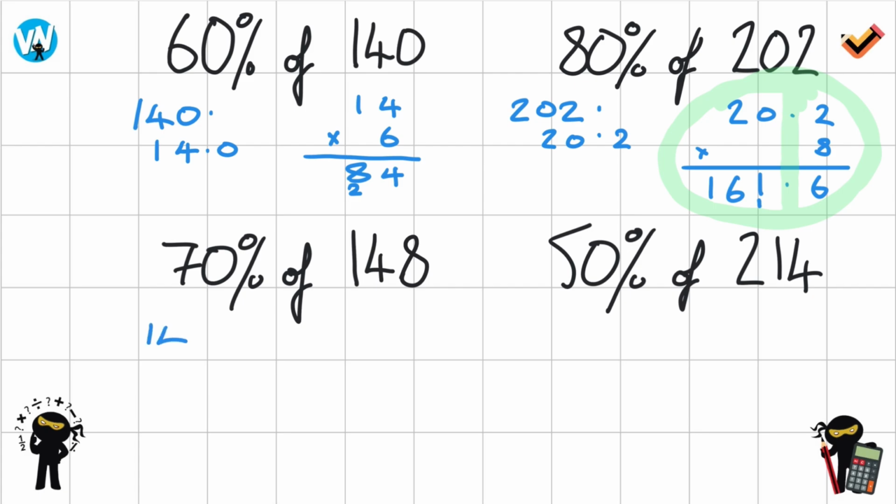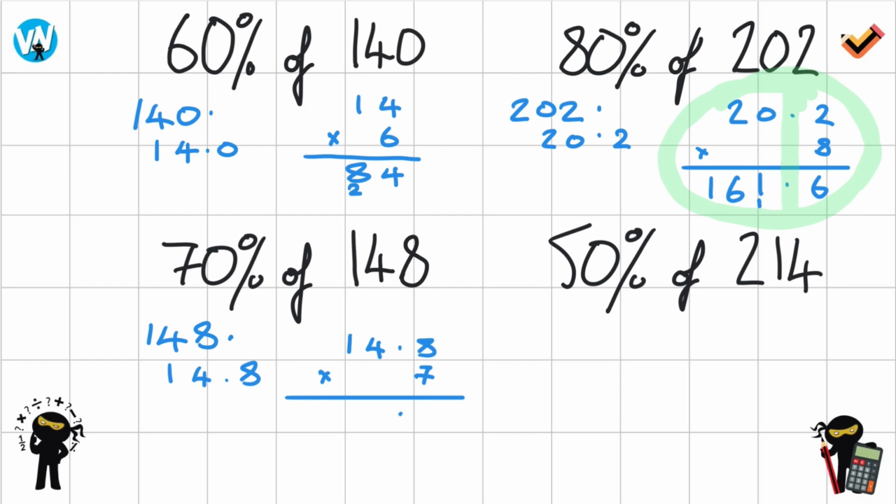So 148, that quick note, everything moves along one column to the right because we're dividing by 10. So I've got 14.8, and I'm going to need to multiply that by 7. So I've got 14.8 multiplied by 7. Yeah, just get my ruler again. There we go.